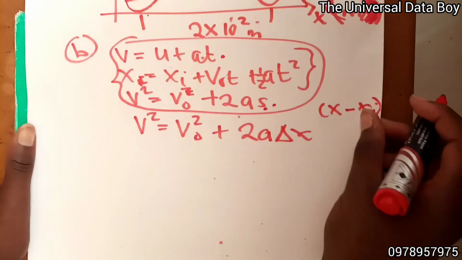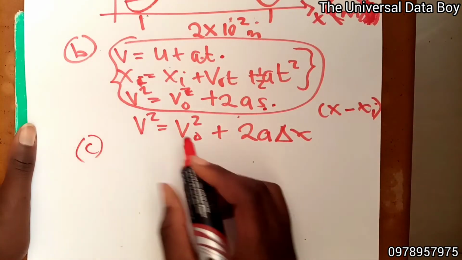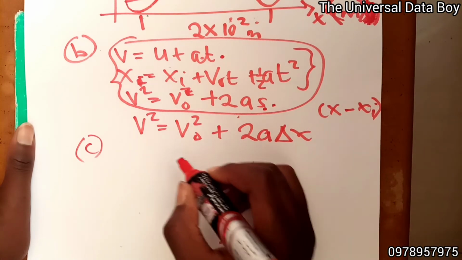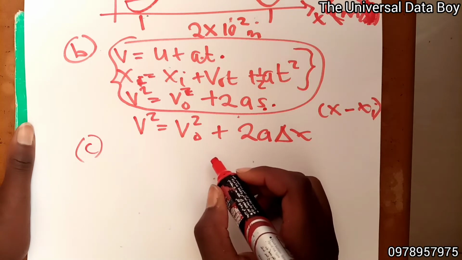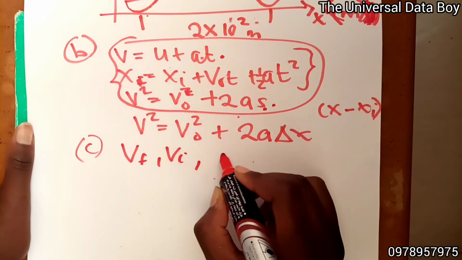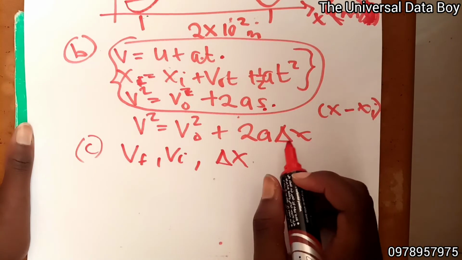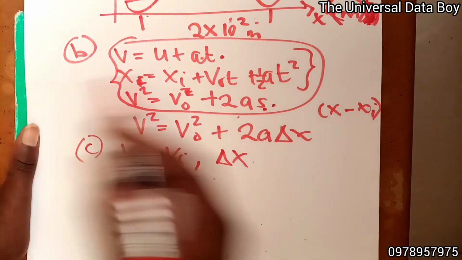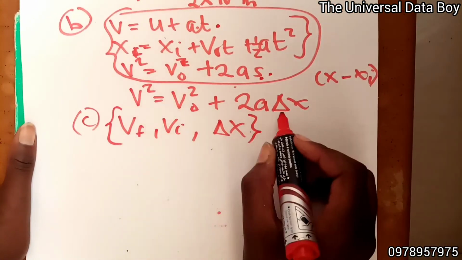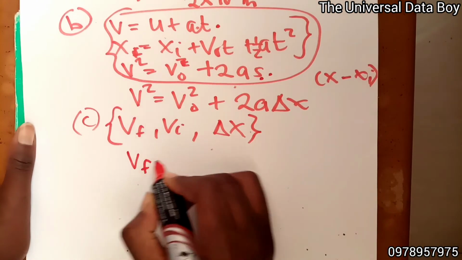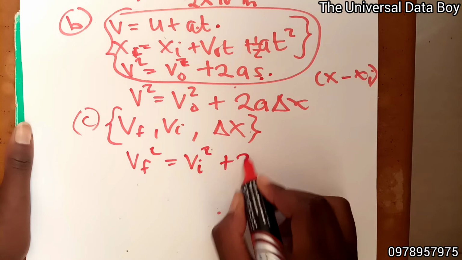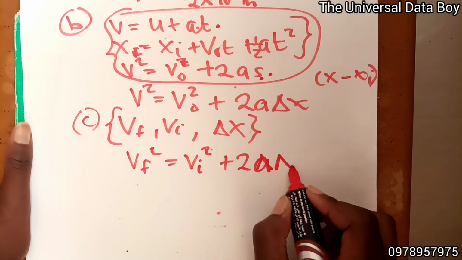Then we go to C. Using this same equation, solve symbolically for the boat's acceleration in terms of v final, v initial, and delta x. So we must have acceleration as the subject of the formula, and on the other side of the equation we must have those quantities. Okay, so let's start. v final squared is equal to v initial squared plus 2 a delta x.